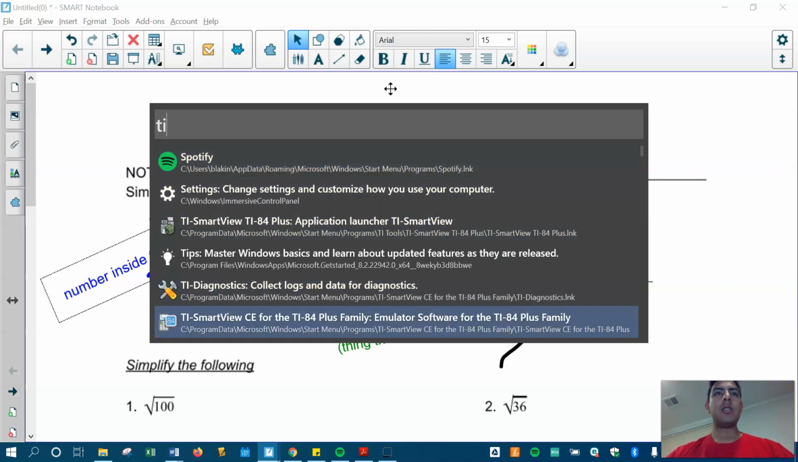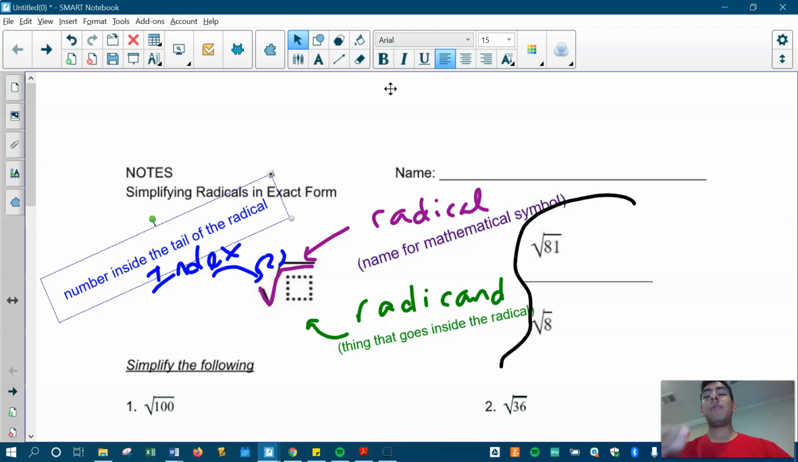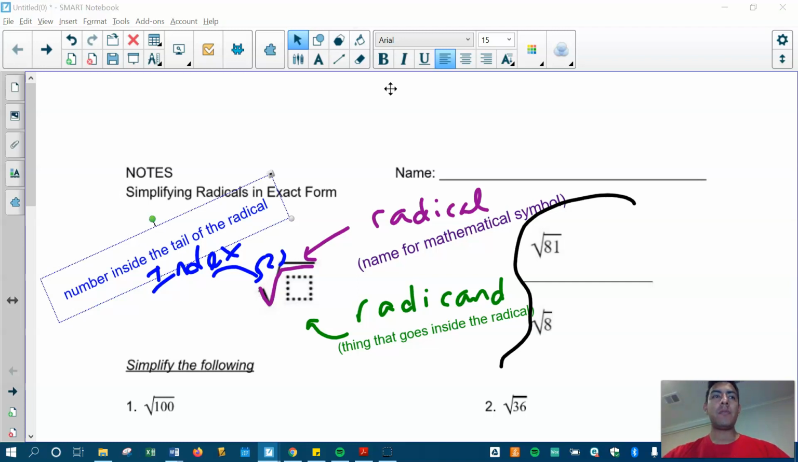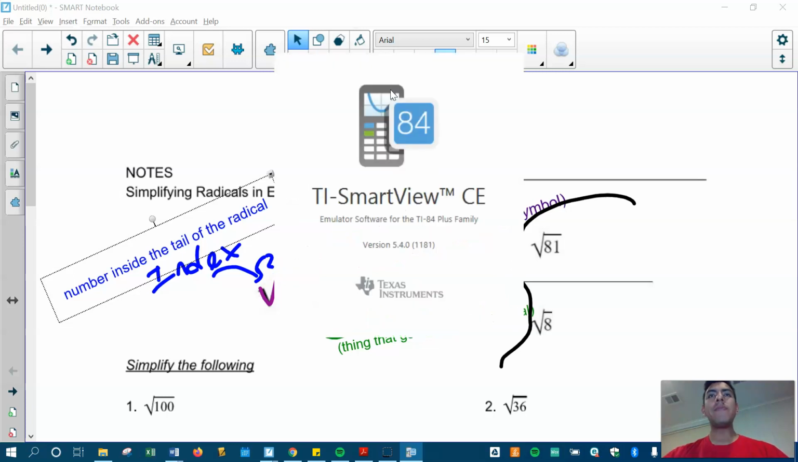I'm gonna bring up my calculator for you guys. I hope you guys are doing okay. Doing okay. Yeah. Living it. Doing things that are new.